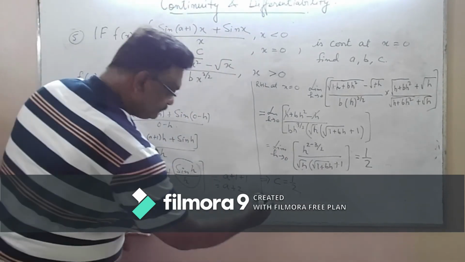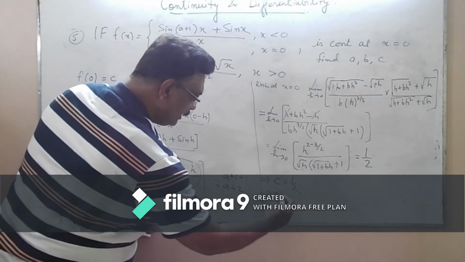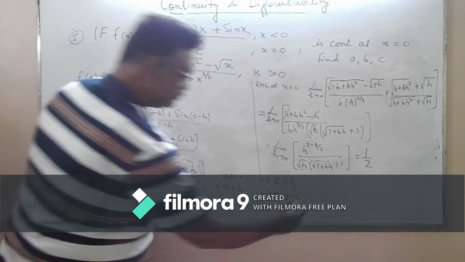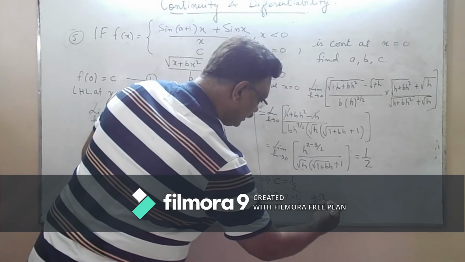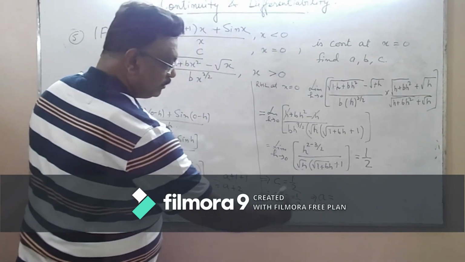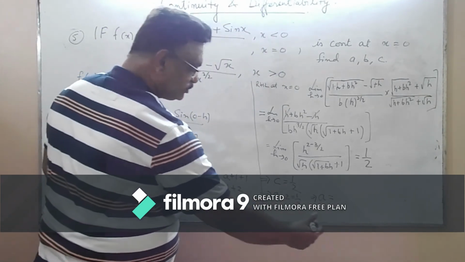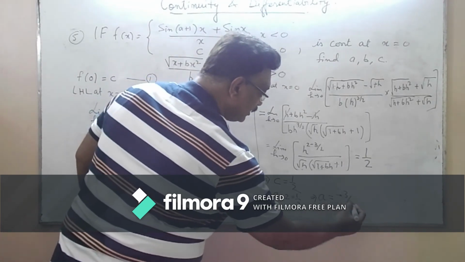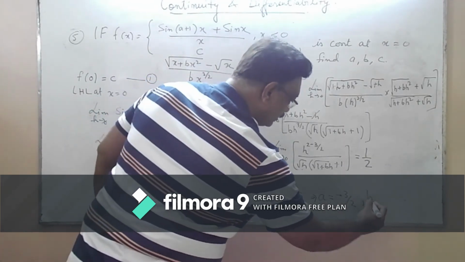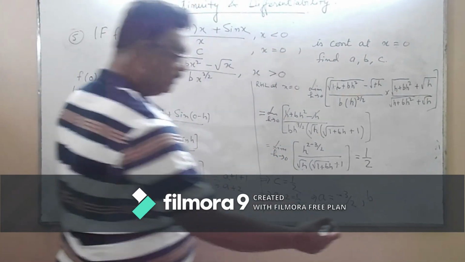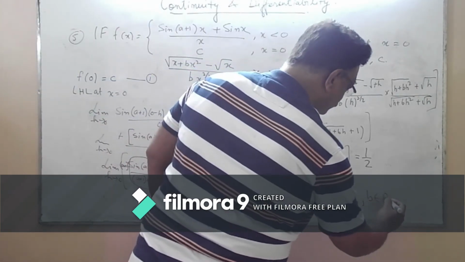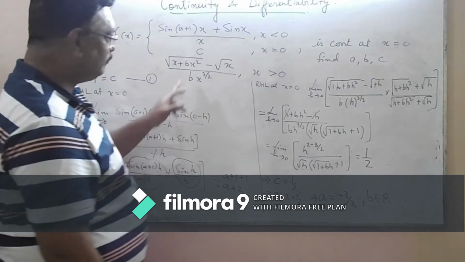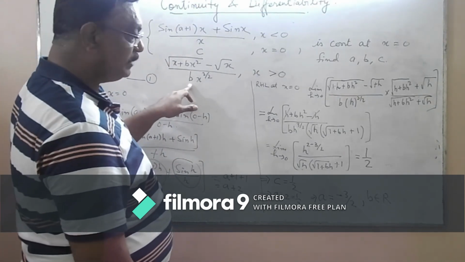Then second, a plus 2 is also half. So this gives us a is equal to, we take 2 to the other side, half minus 2. So that gives us minus 3 by 2. And b can take any value. b belongs to any real number. So b can take any value except 0.